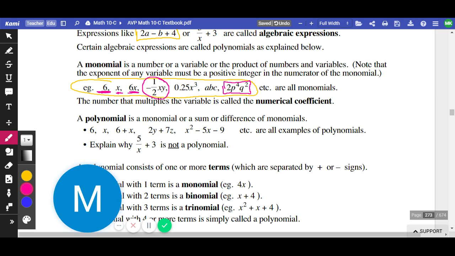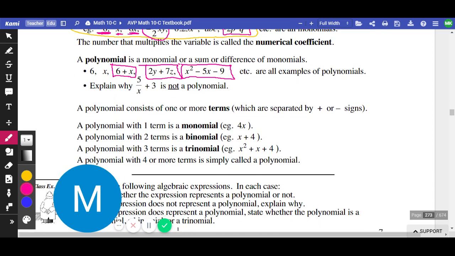Awesome. As we start adding additions and subtractions, we create different polynomials. So if you look, these are all examples of polynomials: 6 plus x, 2y plus 7z, x squared minus 5x minus 9. There are special polynomials, ones that have special names. Polynomial means many terms, so it could range from one term to a gajillion terms. The ones we focus on have special names. Monomial was one of them.